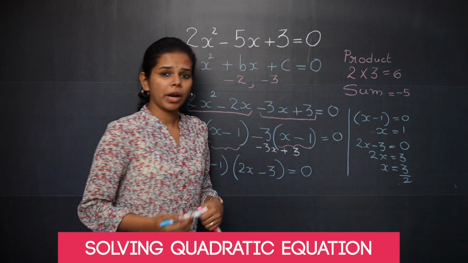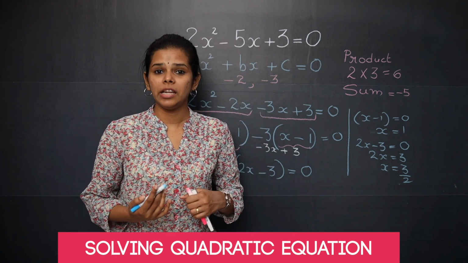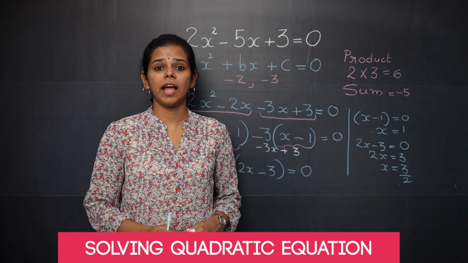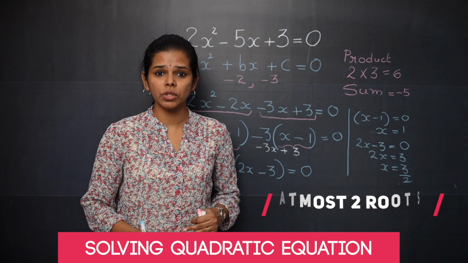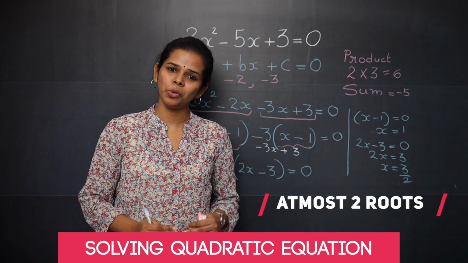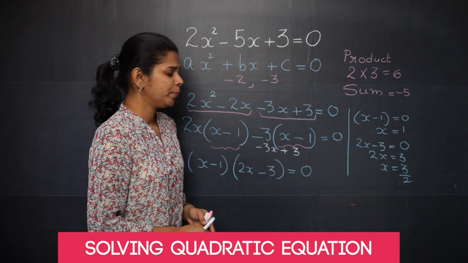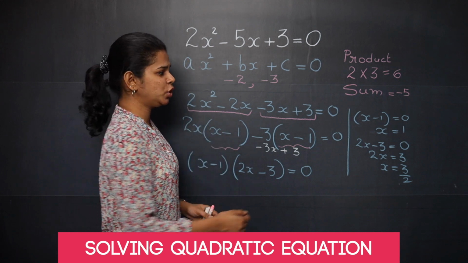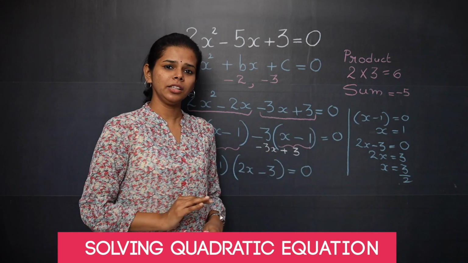So in a quadratic equation, since the degree is 2, the equation will have at most 2 roots or 2 poles or 2 solutions. So here the roots, or the solutions, are 1 and 3 by 2.